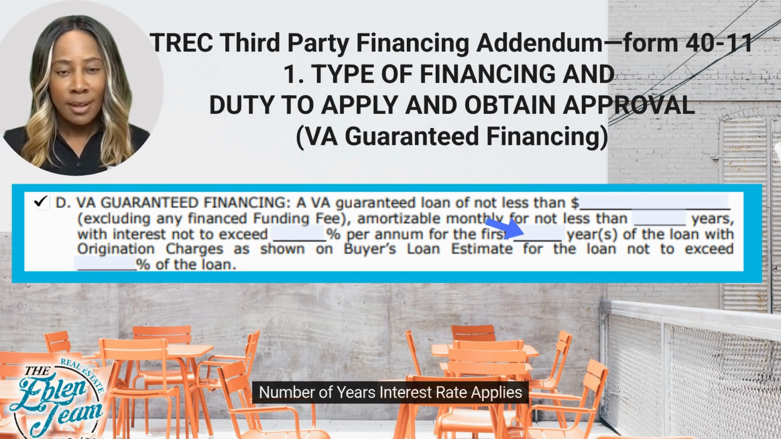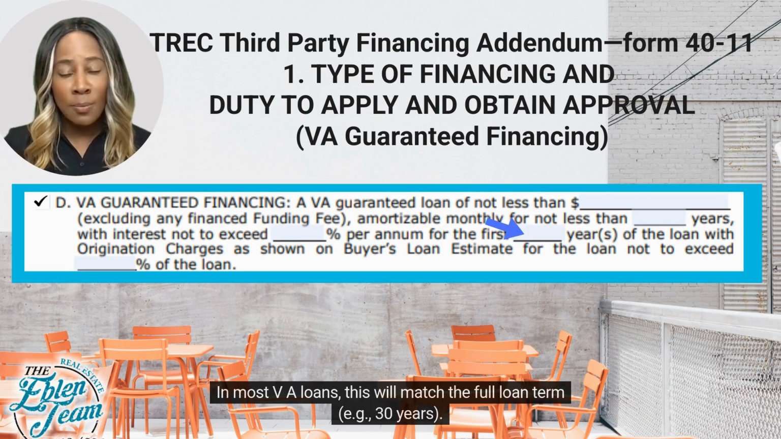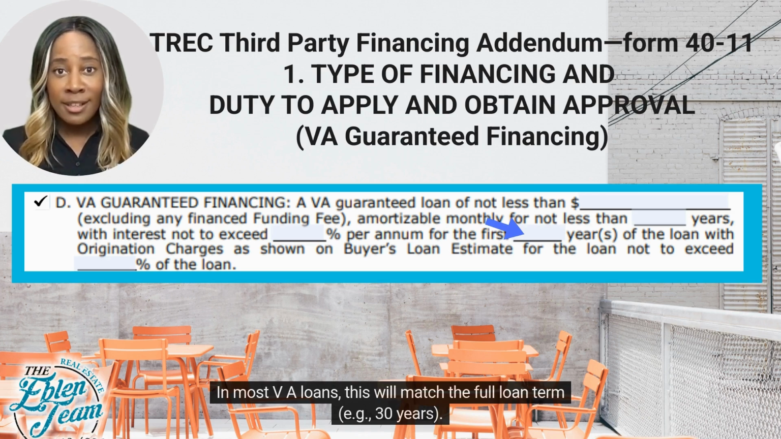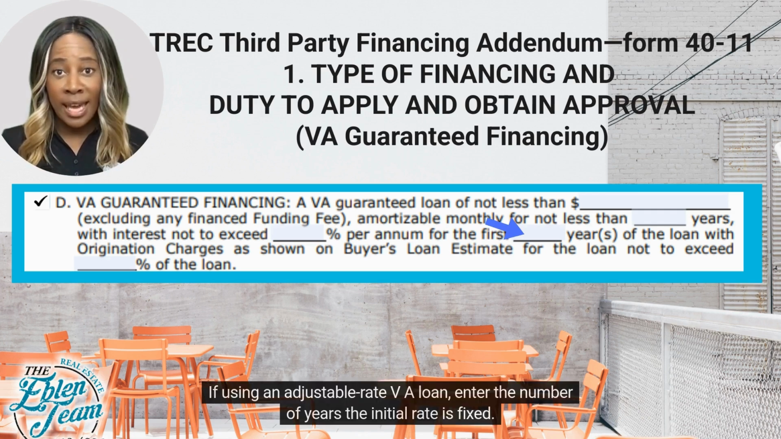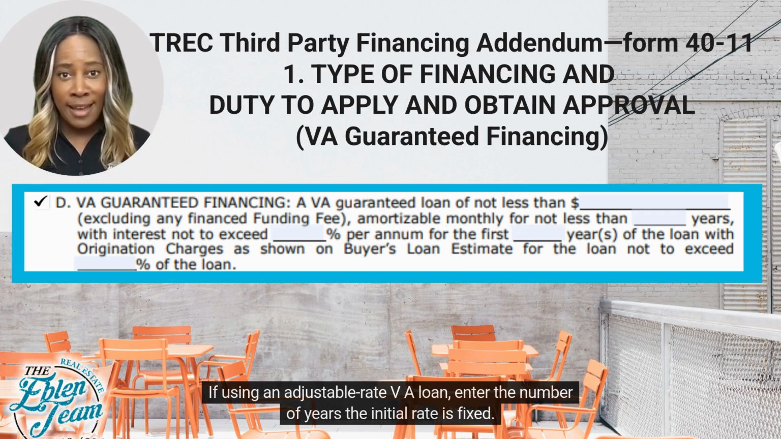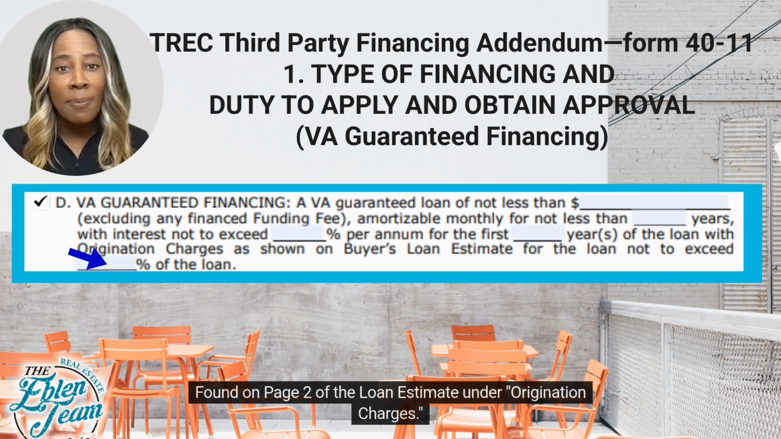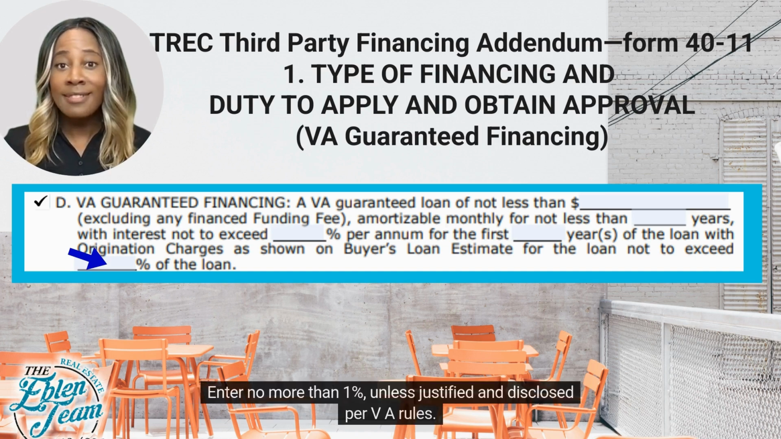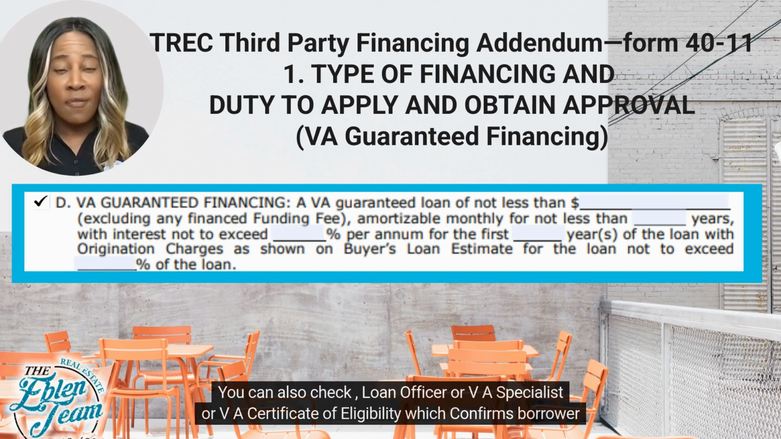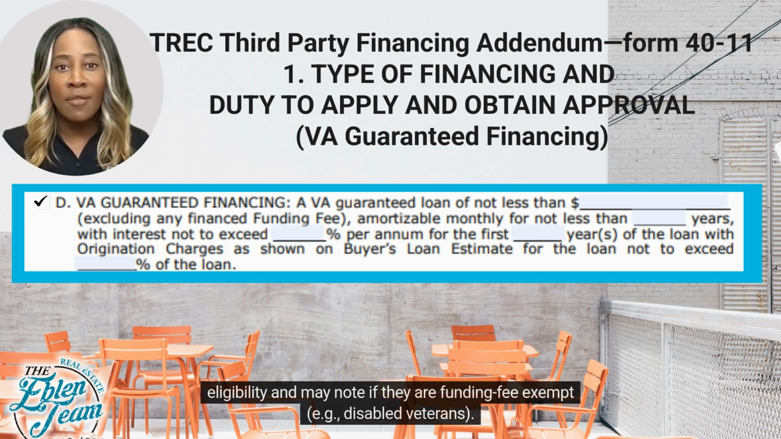Number of years interest rate applies. In most VA loans, this will match the full loan term, for example, 30 years. If using an adjustable rate VA loan, enter the number of years the initial rate is fixed. Origination charge cap. This refers to the origination fee, usually capped at 1% by VA guidelines. Found on page 2 of the loan estimate under origination charges. Enter no more than 1% unless justified and disclosed per VA rules. You can also check with the loan officer or VA specialist, or the certificate of eligibility, which confirms borrower eligibility and may note if they are funding fee exempt, for example, disabled veterans.